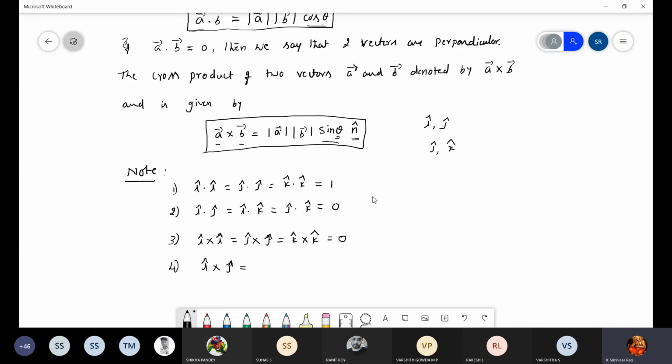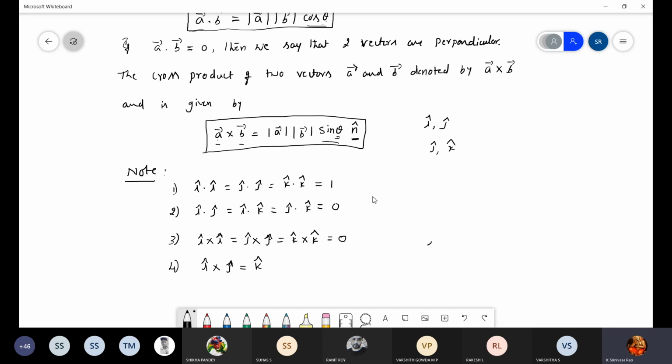Substitute here in the a cross b formula. In place of a and b, I substitute i and j. The magnitude of i is 1, the magnitude of j is 1. The angle between i and j is 90, therefore sin 90 is 1. But one more thing is there, very important, that is n cap. n cap is a vector perpendicular to both i and j, that is k. So note this. And how to write it, see here.